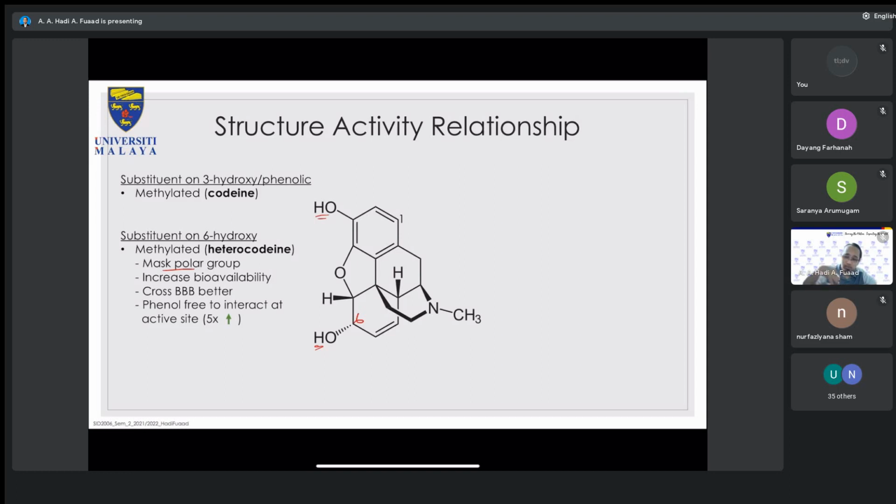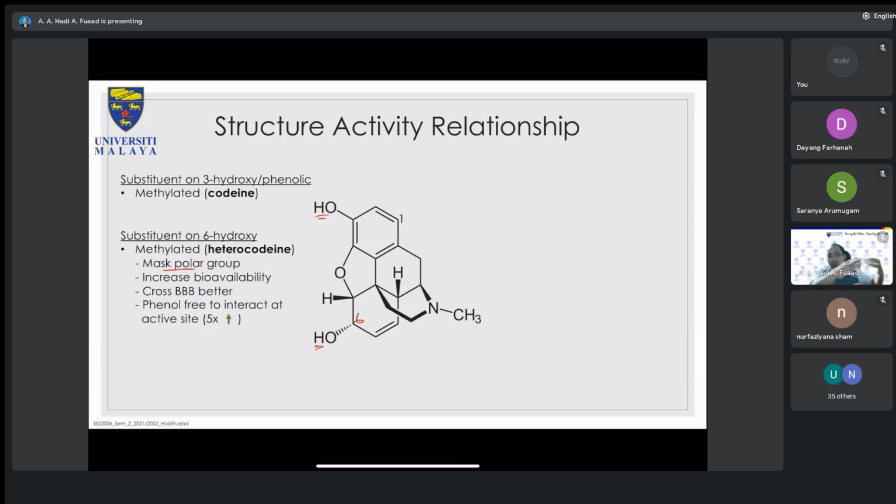So what will happen is that you actually mask the polar group, and if you mask the polar group, you will increase the bioavailability. So it will stay in the body longer in comparison to if it's more polar. So something that is more polar normally can be excreted out from your body very, very easily compared to a non-polar molecule.